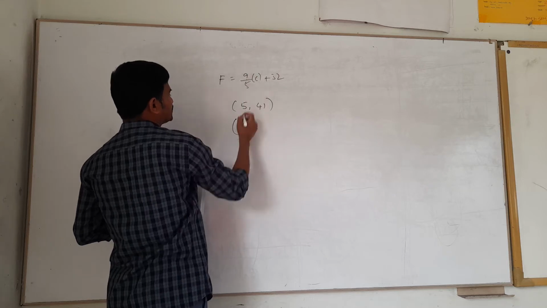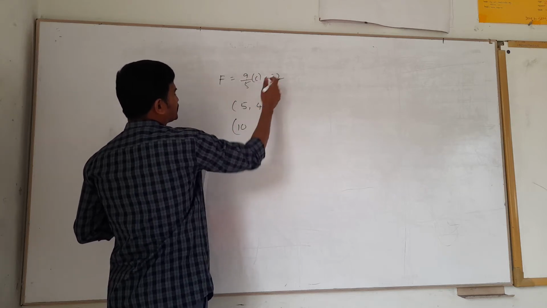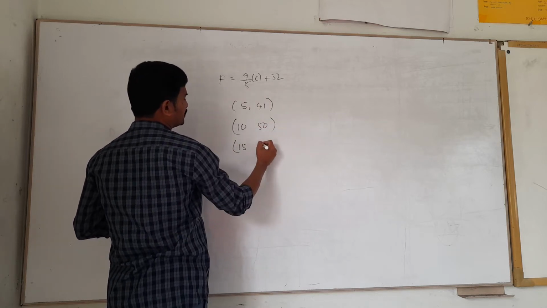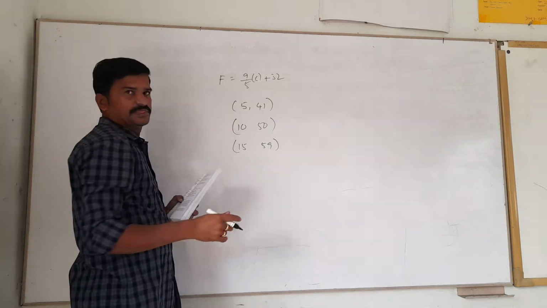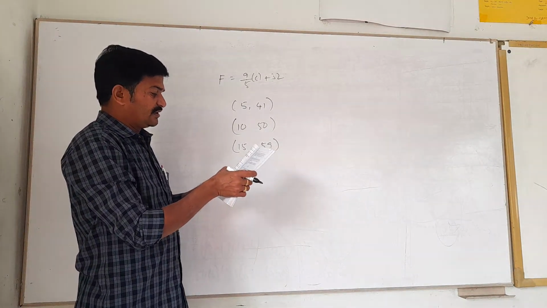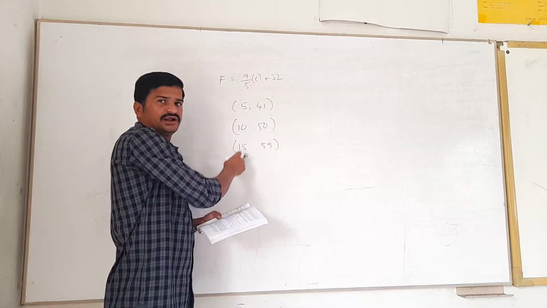If C is 10, then how much is this? 5 2s are 10, 18 plus 32, 50. If C is 15, then how much is it? 59. These are the points. And you were asked to take Celsius for the x-axis only, right? So the C value should be on the x coordinate and these are the points.